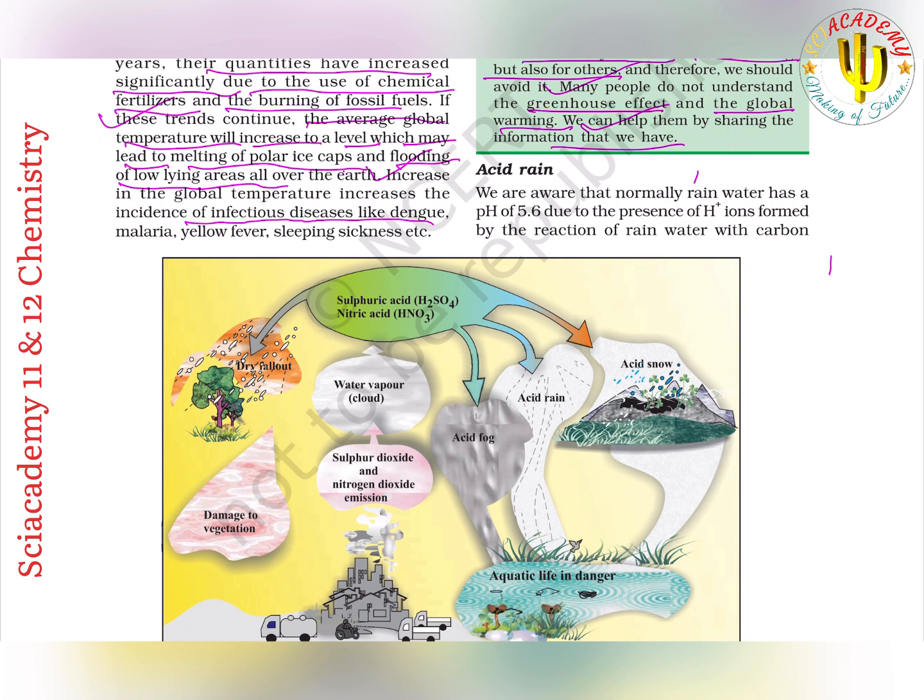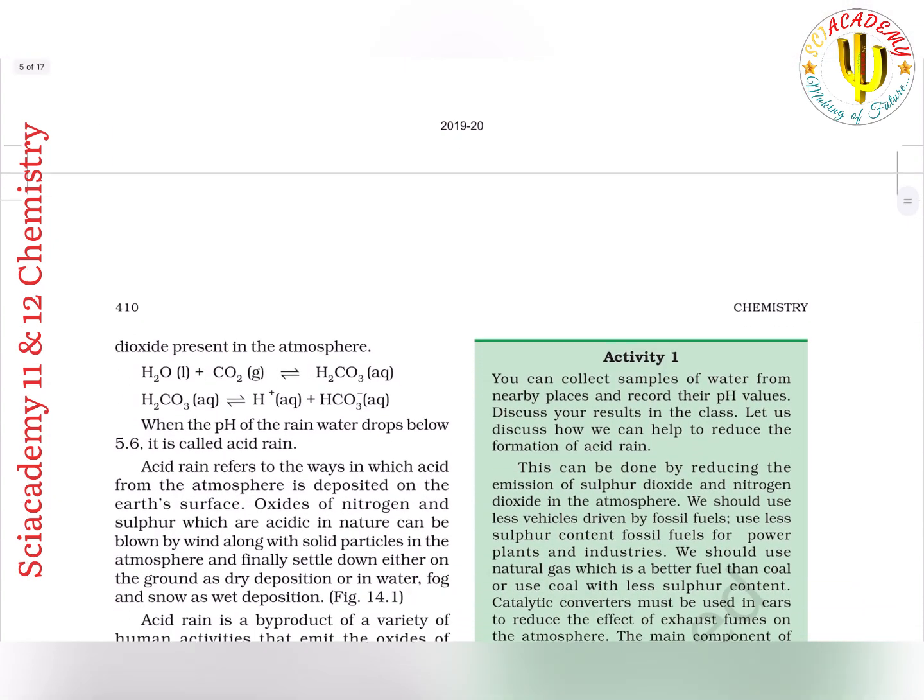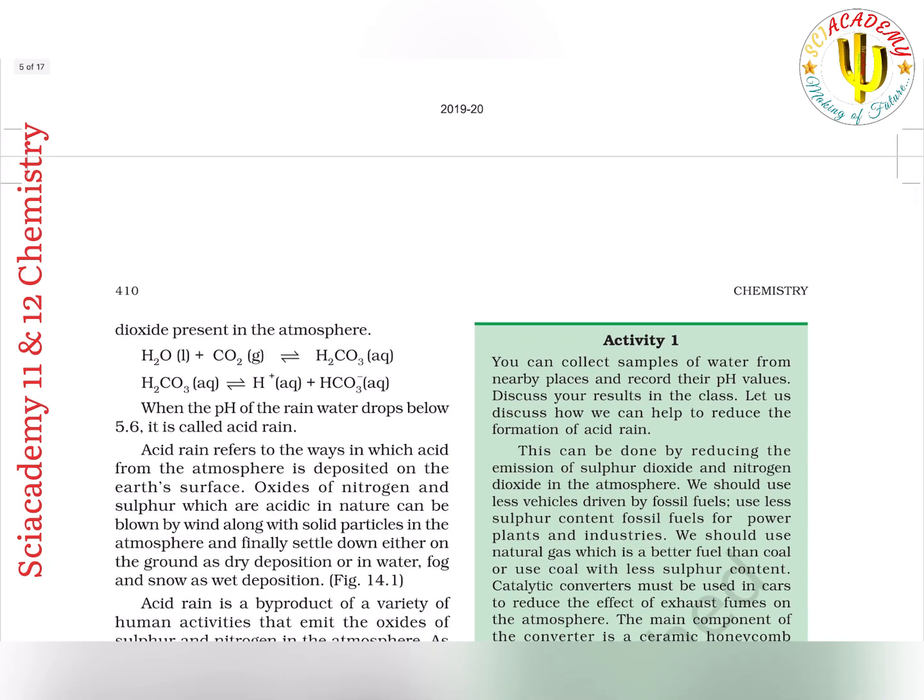Acid rain. We are aware that normally rainwater has a pH value of 5.6 due to the presence of hydronium ions formed by the reaction of rainwater with carbon dioxide present in the atmosphere. H2O (liquid) plus CO2 (gas) leads to H2CO3 (aqueous). H2CO3 in turn produces H+ ion plus HCO3- ion (aqueous). When the pH of the rainwater drops below the value of 5.6, it is called acid rain.